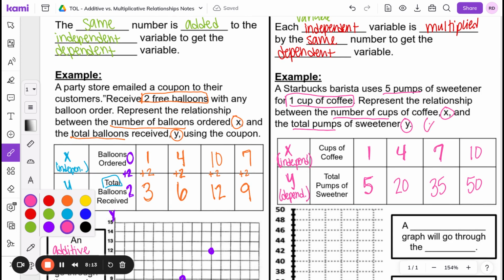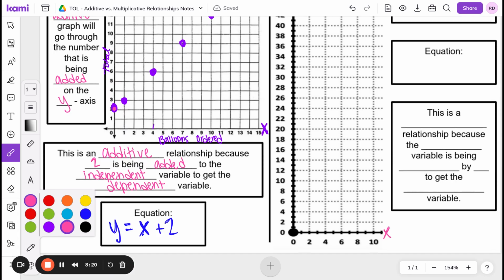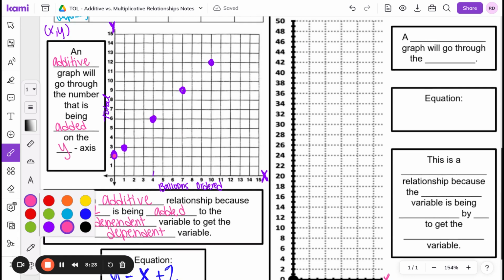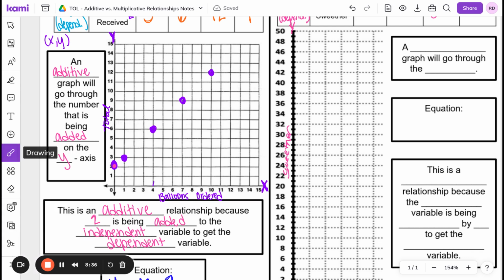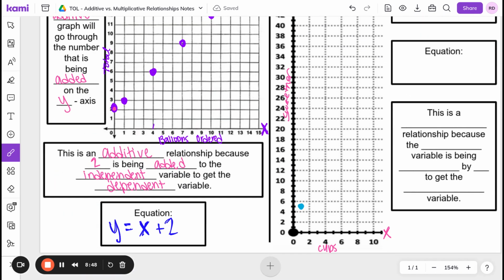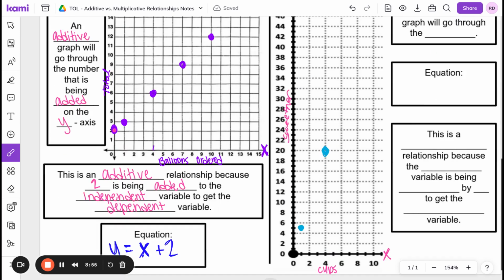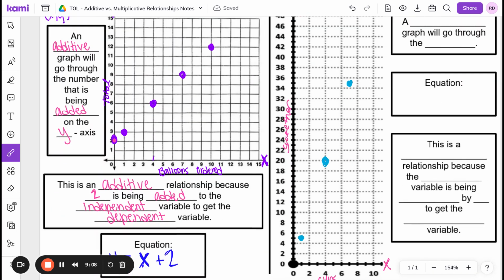Same thing, we always plot a point as x, comma, y. Our x in this situation are the cups of coffee, and the y, or the vertical, is that sweetener. So let's fill in what we know. Our first point is 1, 5. So we're going to go to 1 cup of coffee, and we're going to go up to 5. So it's kind of in that space right there. Then we're going to 4 cups of coffee, and we're going up to 20 pumps of sweetener. 7 cups of coffee is 35, so also in that space. It's not perfect, but it's close enough. And then our last one was 10 cups of coffee, and it goes all the way up here to 50.